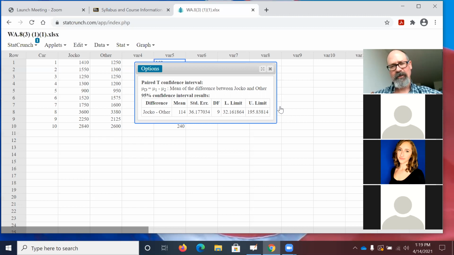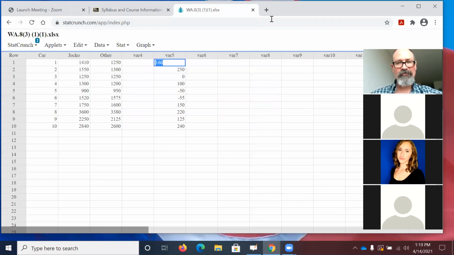But if you're just looking at a 95% confidence interval, what it is saying is that there at least is some evidence that Jocko systematically overcharges, because a plausible range of values for the mean difference between Jocko and the other garage on a car-wise basis lies between $32 and $195. So you can get StatCrunch to do the calculation.